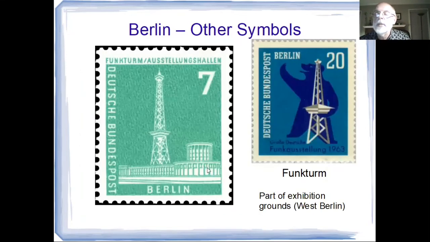Another symbol of Berlin is the Funkturm, or the radio tower. This one's standing at the exhibition grounds. And here's one that was issued for the exhibition of 1963, the Funkausstellung, which is a radio and TV show. Those were really big events, exhibitions, and they still have them. Well, okay, now with the COVID-19, obviously not, but otherwise there would be very big events going on.